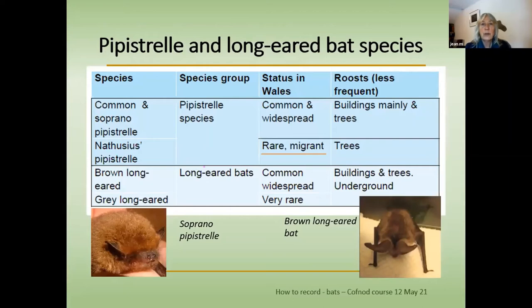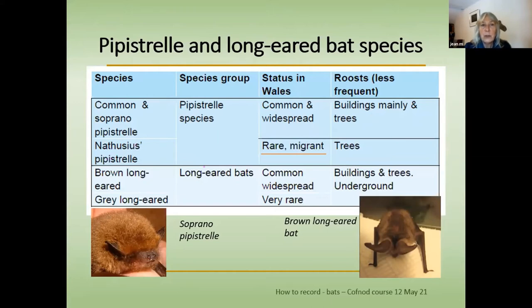So I've just grouped the species into ones that you're more likely to find, more likely to be able to record and more likely to be able to identify, rather than dealing with individual species.